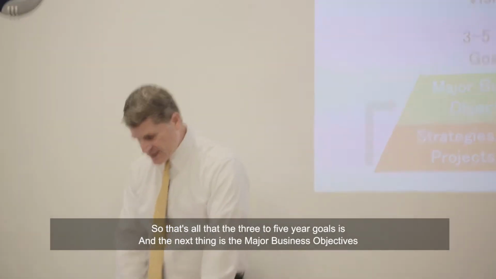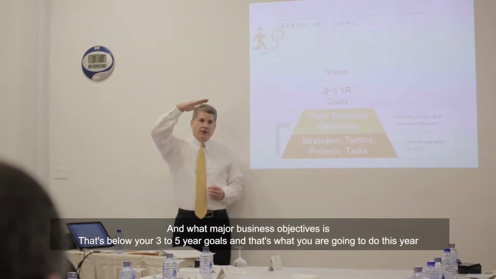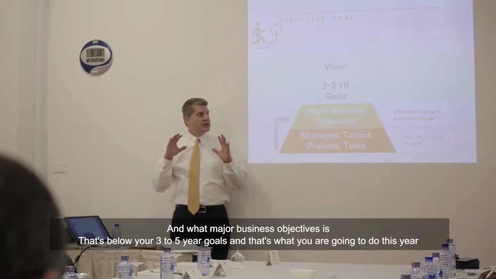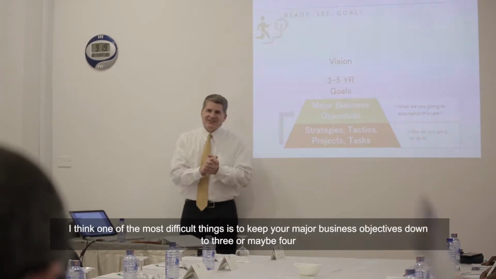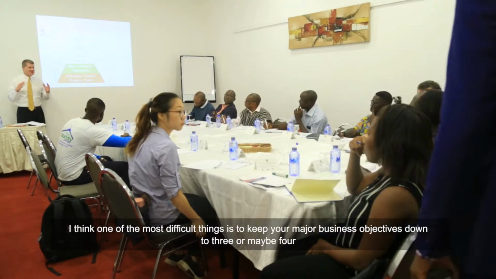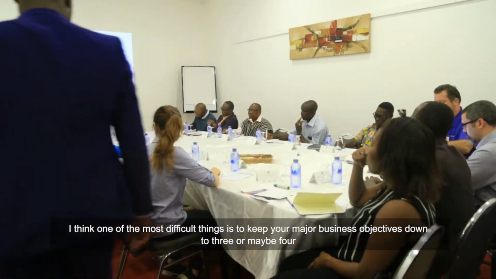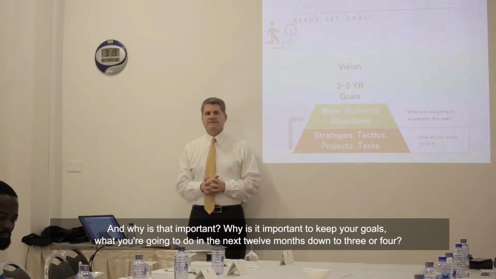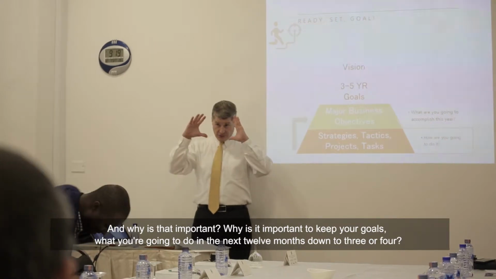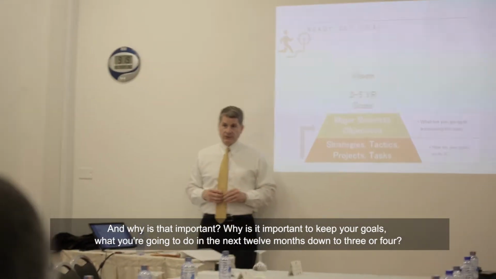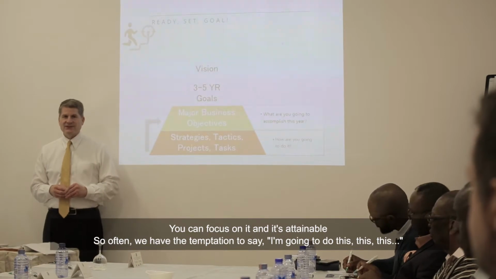And the next thing is the major business objectives. That's below your 3 to 5 year goals, and that's what you're going to do this year. I think this piece is critical. As aggressive leaders, one of the most difficult things is to keep your major business objectives down to 3 or maybe 4. Why is it important to keep what you're going to do in the next 12 months down to 3 or 4? It's attainable. You can focus on it, and it's attainable.